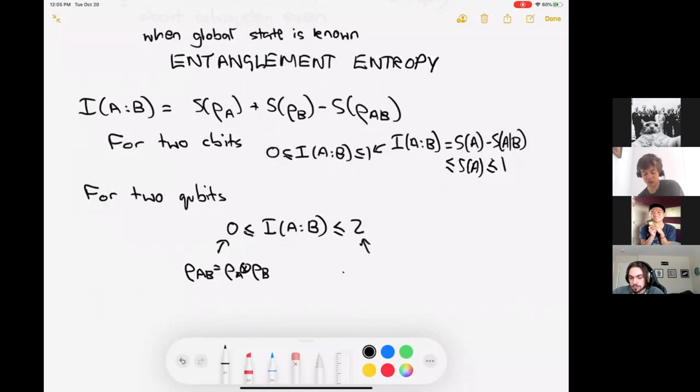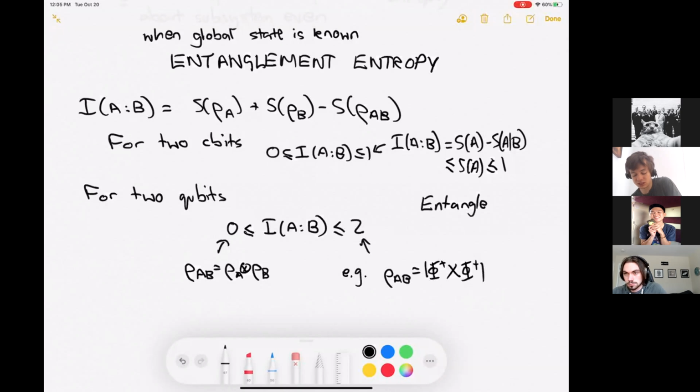So this happens, for example, when rho AB is equal to the Bell state, phi plus, right? So then the entropy of A is 1, the entropy of B is 1, but the entropy of AB is equal to 0 because it's just a pure state. Okay, so in this sense, mutual information is a measure of correlations. And what's happening is that entanglement is allowing sort of super correlations, like correlations bigger than you could have classically. This is spiritually very similar to the fact that entanglement lets you violate Bell's inequalities, right, for correlations between different things.